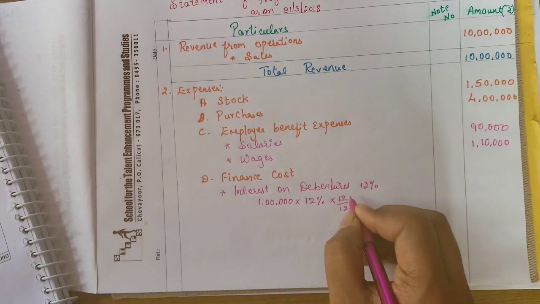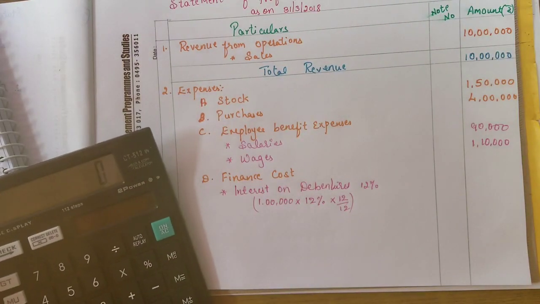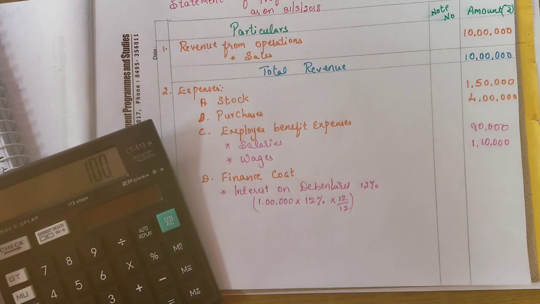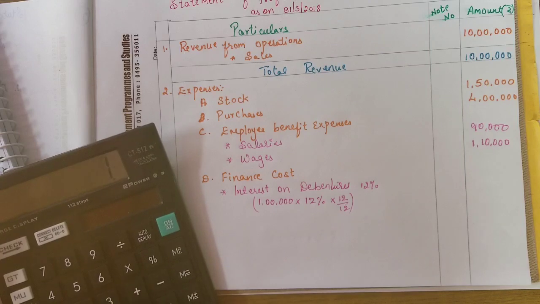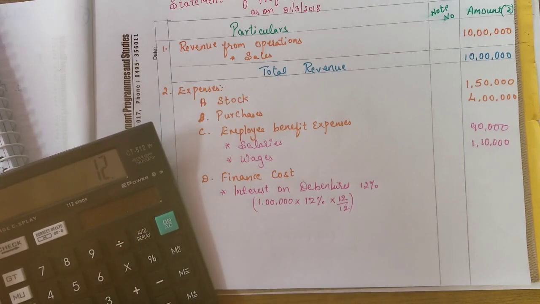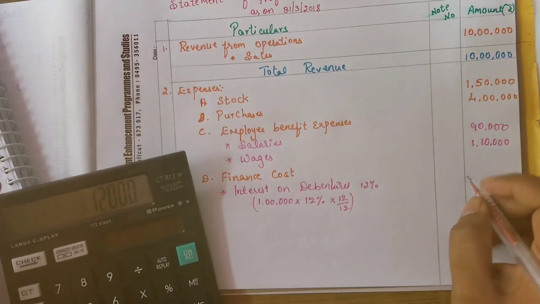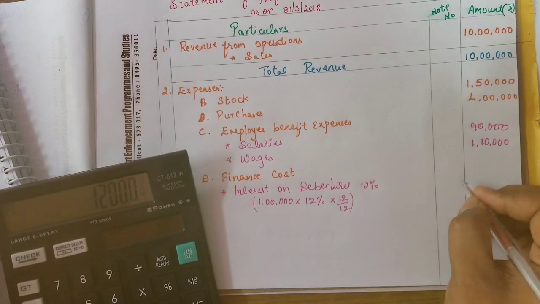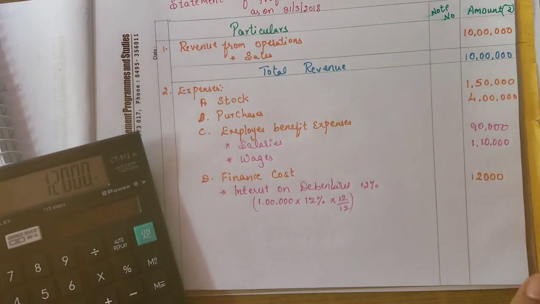So 12 divided by 12. Okay, just calculate 1 lakh into 12% into 12 divided by 12. So you will be getting 12,000 as your interest on debentures. Okay.